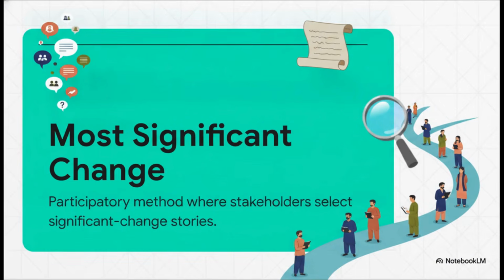To truly empower locals, evaluators today use some brilliant specialized tools, like the Most Significant Change Method, or MSC. This is a highly participatory, story-based approach. Instead of just ticking boxes on a clipboard, stakeholders actually go out and collect stories of real change directly from the community. Then panels select the most significant ones. It is just an incredible way to capture those unexpected human impacts that rigid numbers completely gloss over.